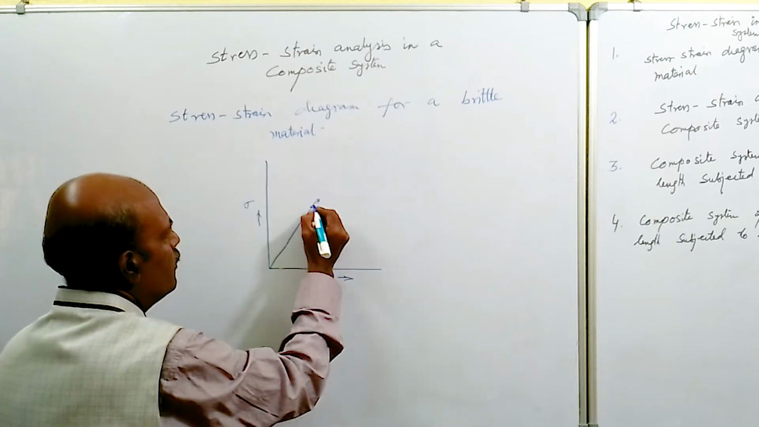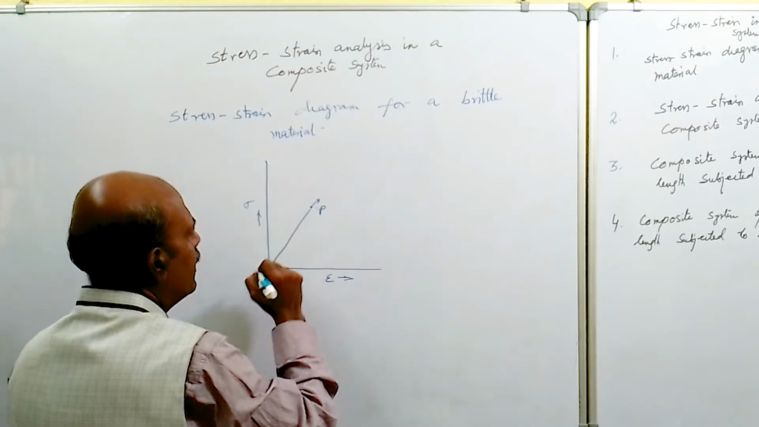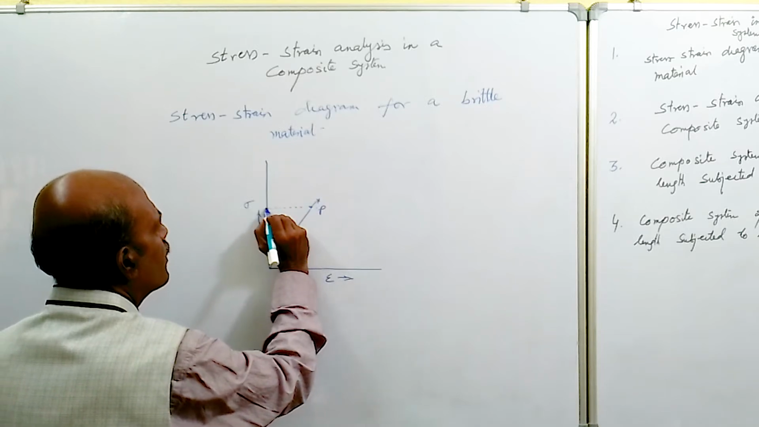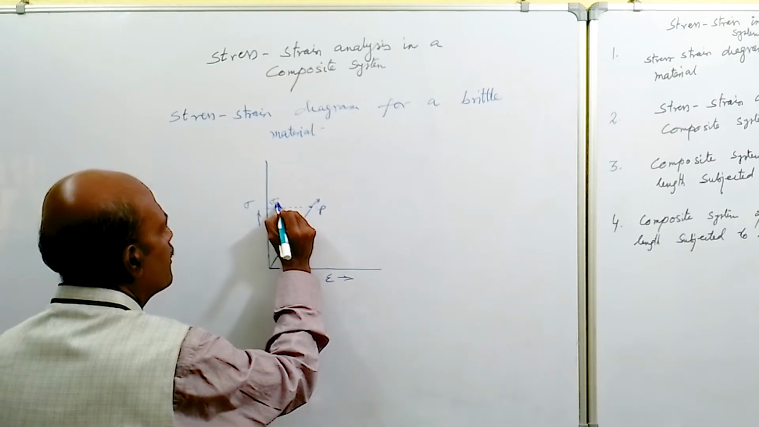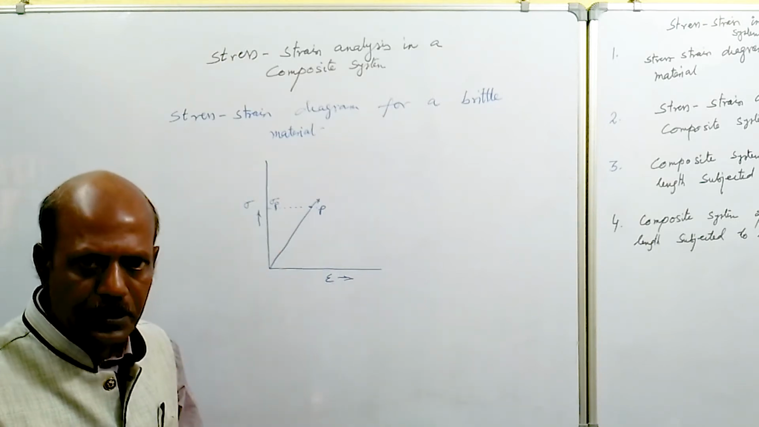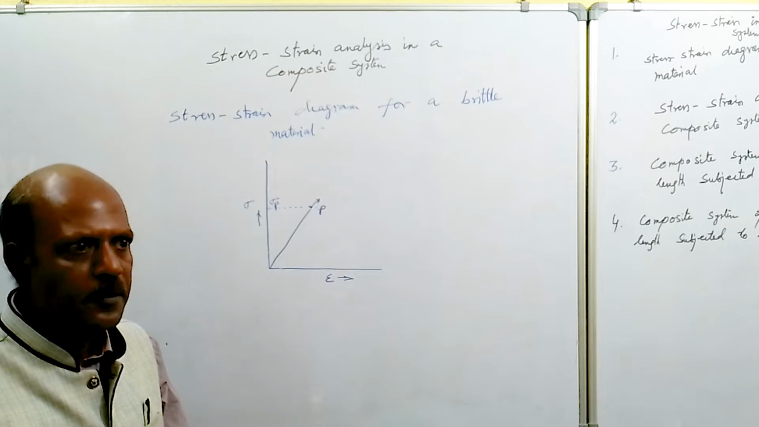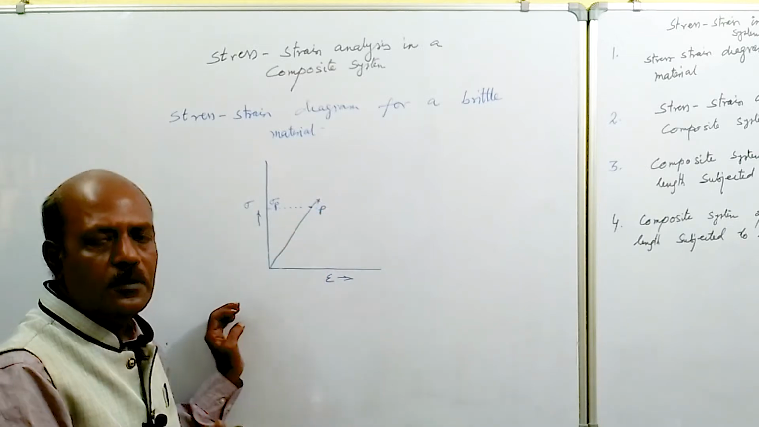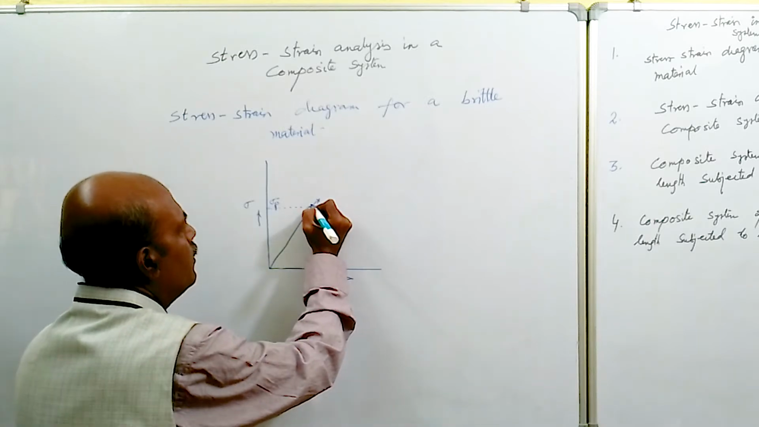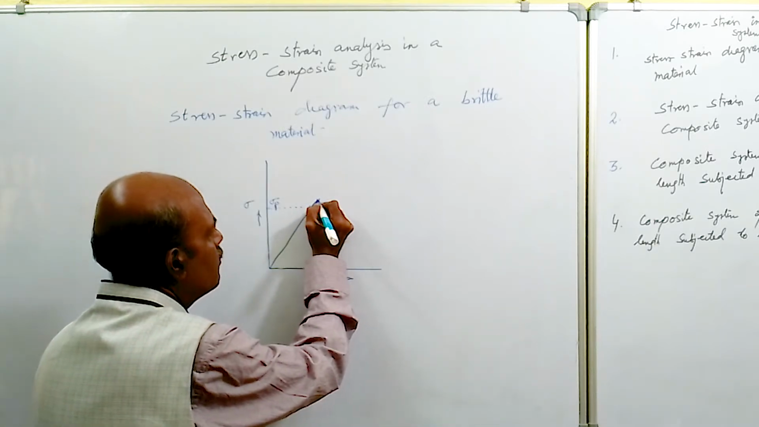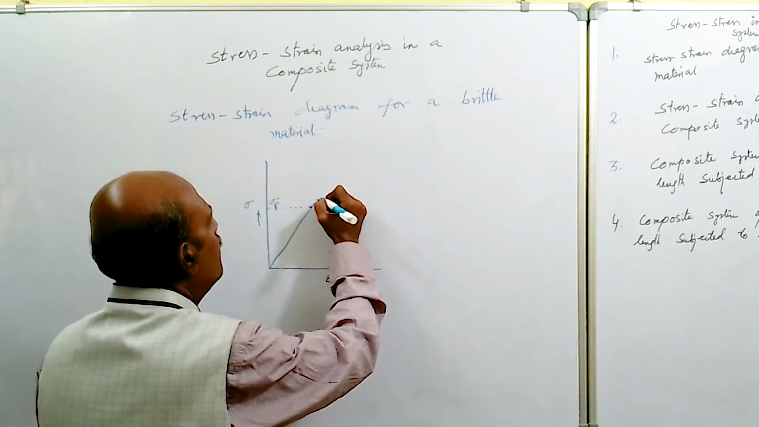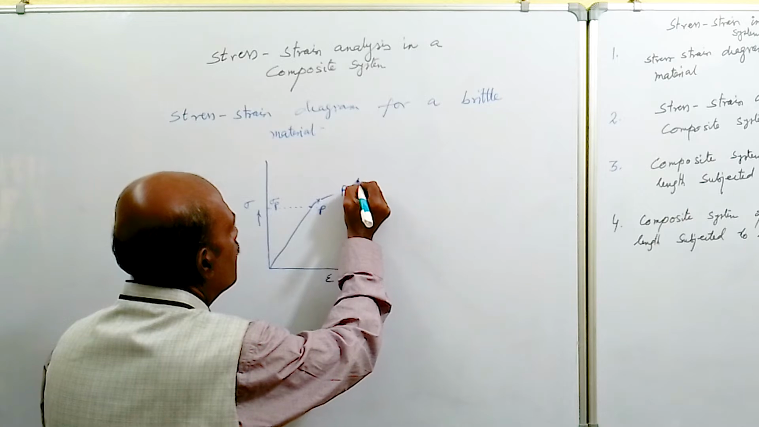So this is your proportional limit, that is P, and the corresponding stress is the proportional limit stress, given by sigma P. Sigma P is the proportional limit stress and P is called the proportional limit point. Up to this the curve is a straight line. After that, if the load is increased, the curve will slightly bend and the body will fail. This is the failure point.